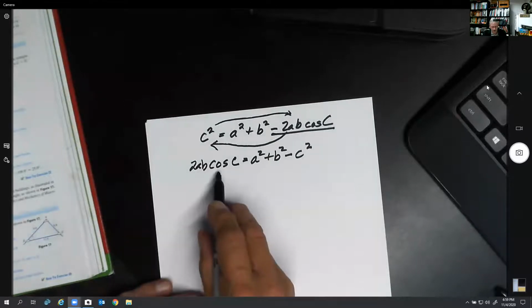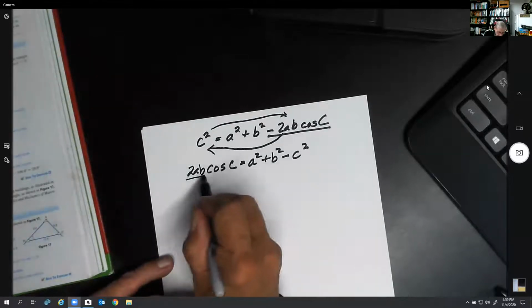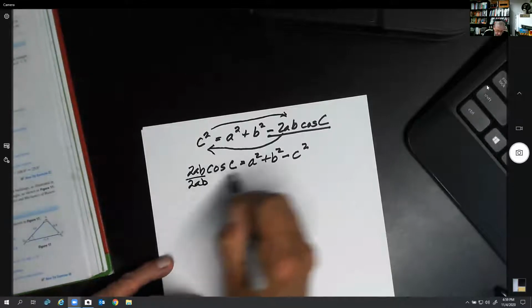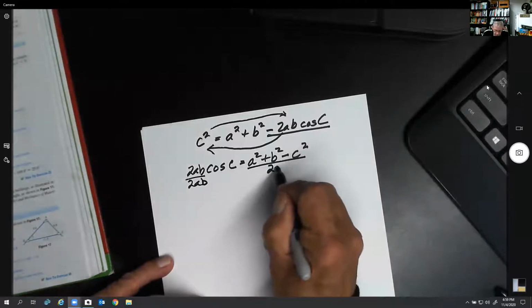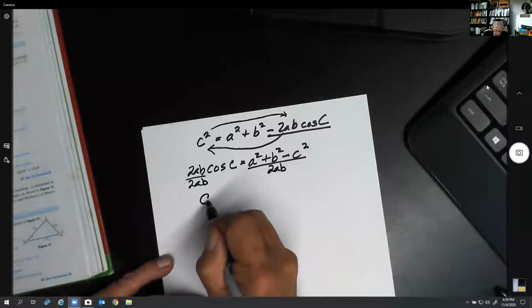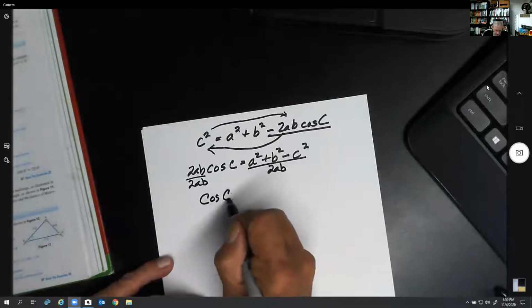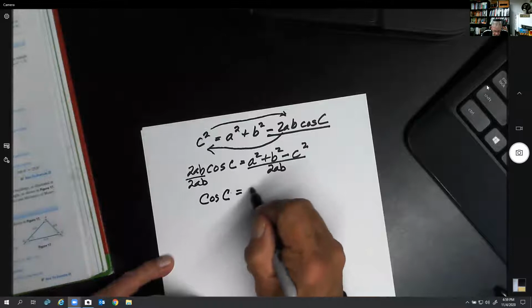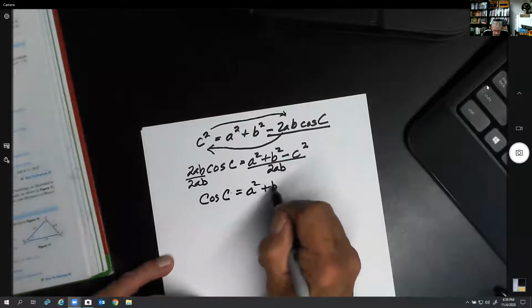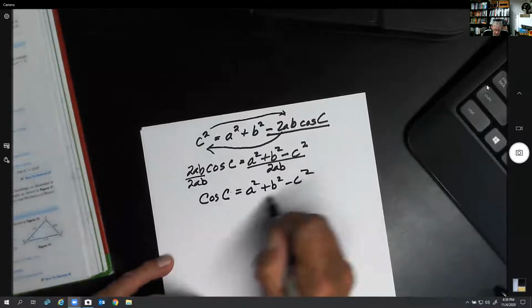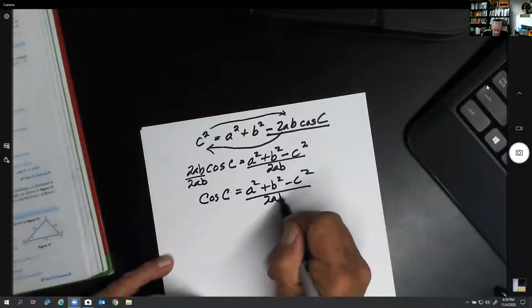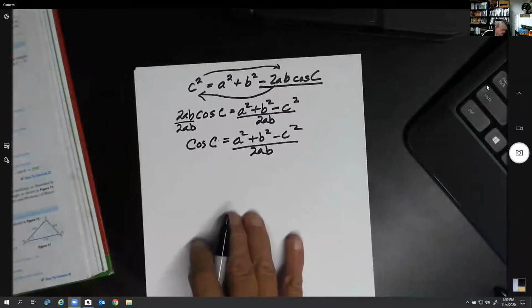Now I want to find cosine C, so I'm going to divide both sides by 2AB. So we have a new formula here. Cosine C, we're trying to find that angle, is equal to A squared plus B squared minus C squared over 2AB.